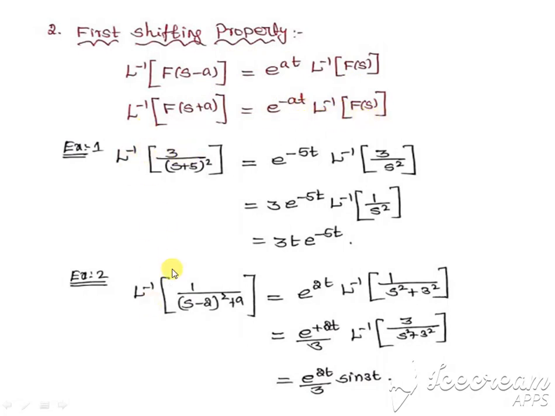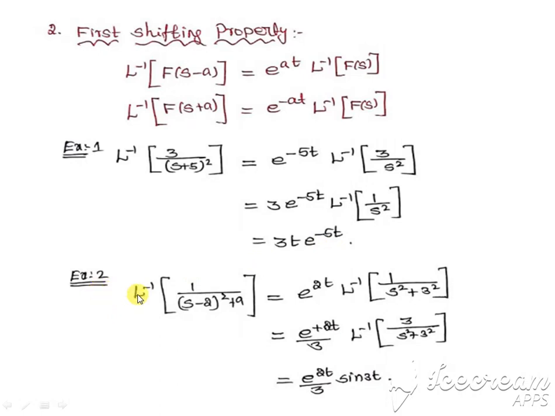We have given two examples for each case. So L inverse of 3 by s plus 5 the whole square. Here s is shifted to s plus 5, so the term is e power minus 5t. While removing this plus 5, we have 3 by s squared. So again take 3 outside: L inverse of 1 by s squared. Already we know the Laplace of t is 1 by s squared, so L inverse of 1 by s squared is t. Answer is 3t e power minus 5t.